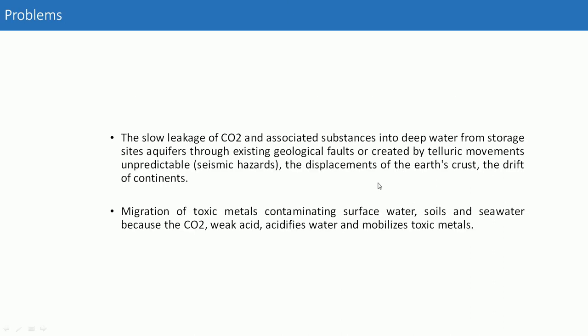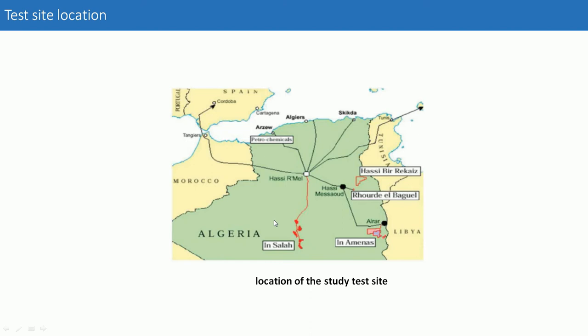This injection led to some problems. One of them is that the storage site aquifer was affected by this CO2 injection, and geological faults were moving. The second one is contamination with toxic metals. This site is located in central Algeria here.